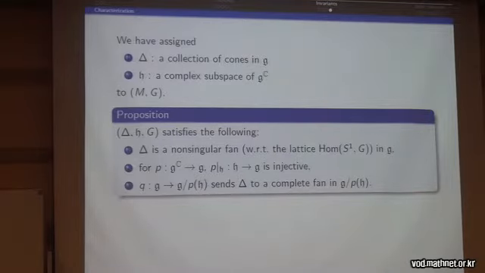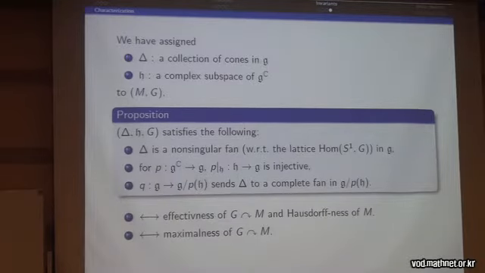And next, second, for the projection g_C to g, its restriction to h is injective. And third, for the quotient map from g_C to g_C over h, the quotient map sends this fan to a complete fan in a vector space. I'm not going to explain the proof of this proposition, but let me explain why we can obtain it. So the first condition corresponds to the effectiveness of the action of G and Hausdorffness of M as well as toric geometry.